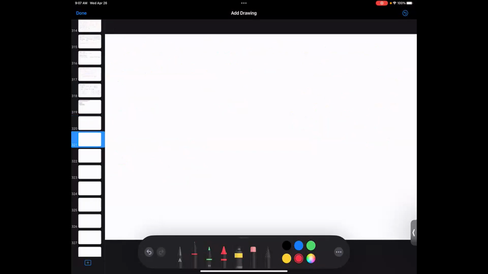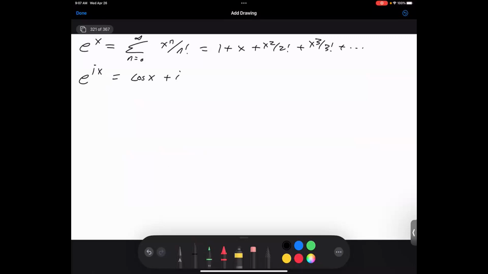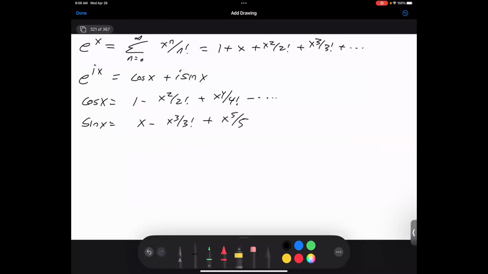And so what we typically do is we use the Taylor series. So e to the x is the sum, n goes from 0 to infinity of x to the n over n factorial. This is 1 plus x plus x squared over 2 factorial plus x cubed over 3 factorial plus dot, dot, dot. We have e to the ix is cosine x plus i sine x. And we'll get, cosine of x is 1 minus x squared over 2 factorial plus x to the 4th over 4 factorial minus dot, dot, dot. Sine of x is x minus x cubed over 3 factorial plus x to the 5th over 5 factorial minus dot, dot, dot.